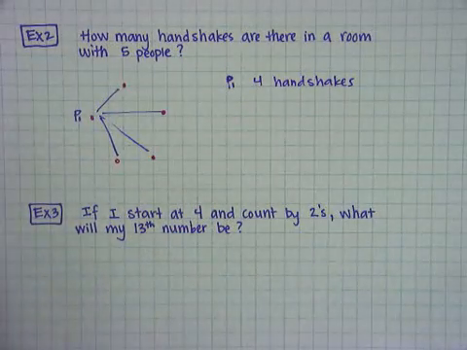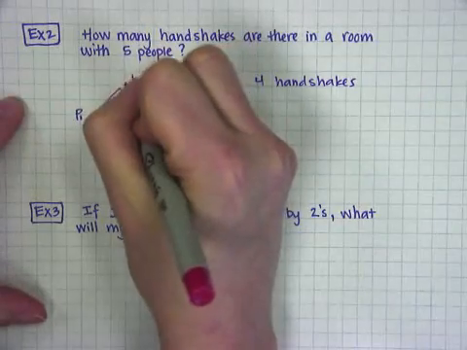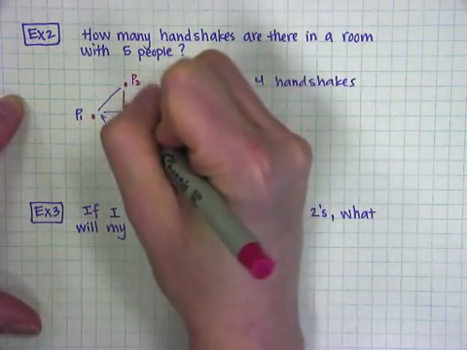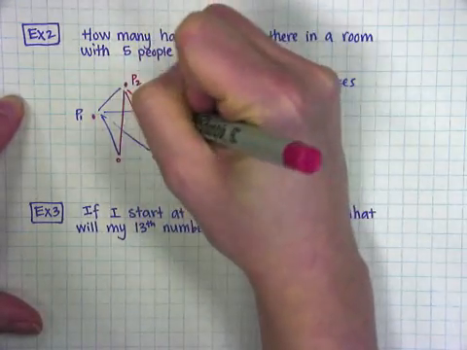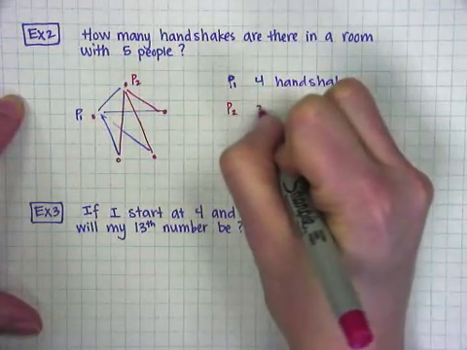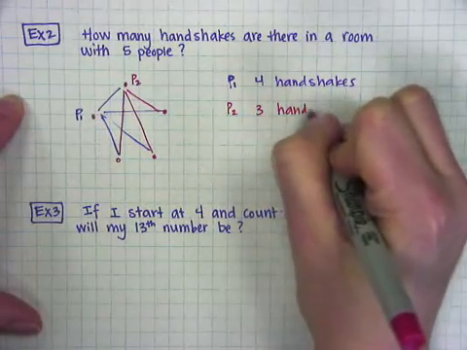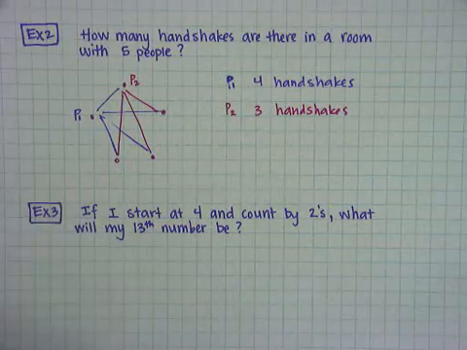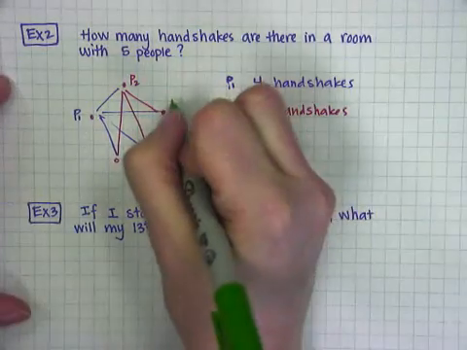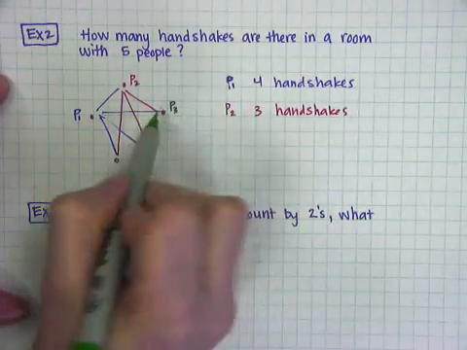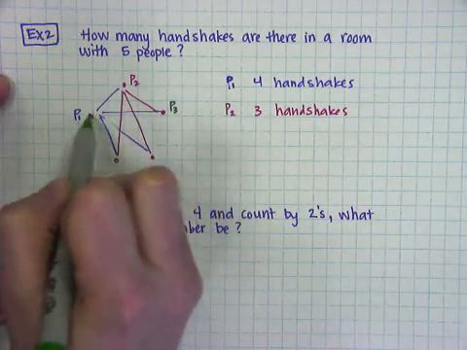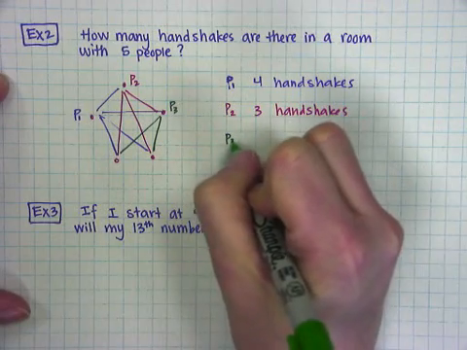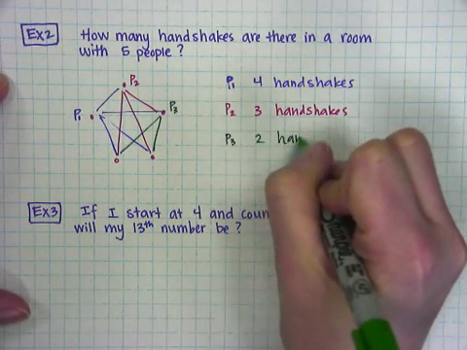And then person 2 handshakes with person 1, but I've already counted that handshake, so I'm going to start with 1, 2, 3. So person 2 has 3 handshakes. And then I'm changing color here to make it more obvious what's happening. If I go around in the circle, here's person 3. Well, this person's already shaken hands with person 2 and person 1, but they still need to shake with the other 2 people. So person 3 has 2 handshakes.